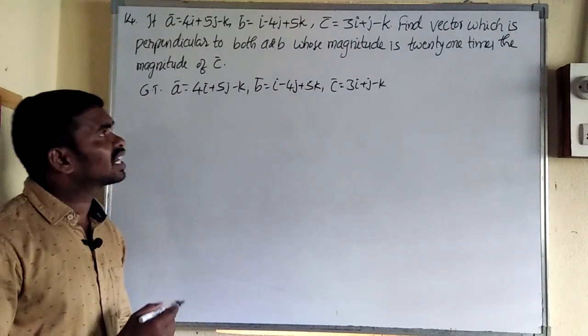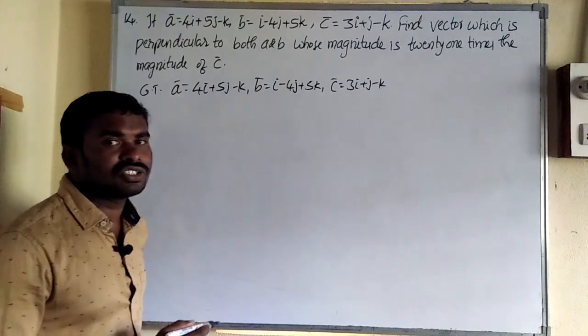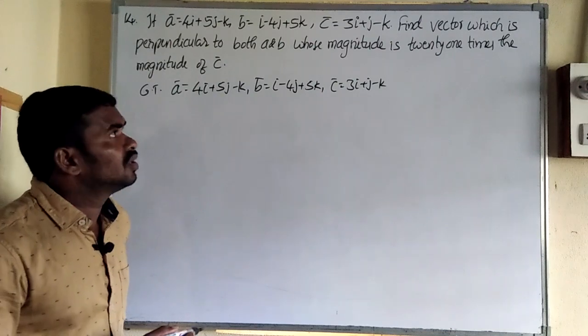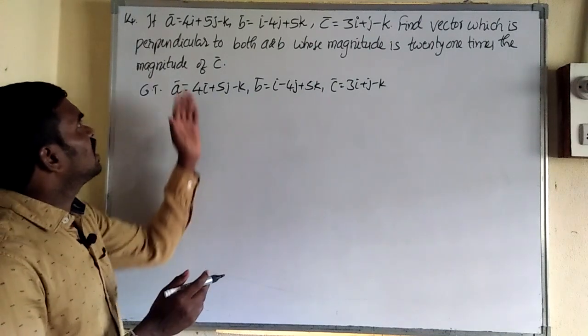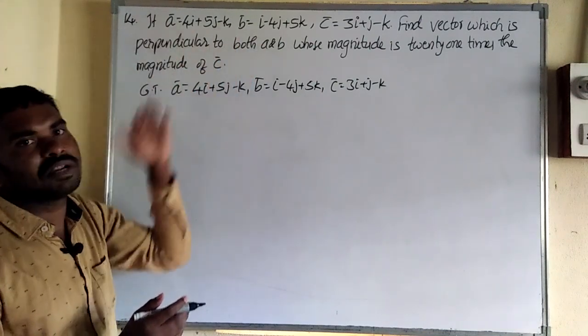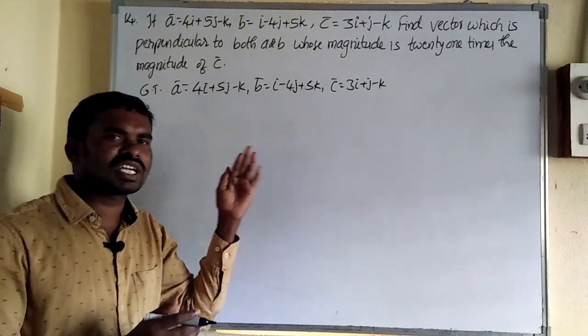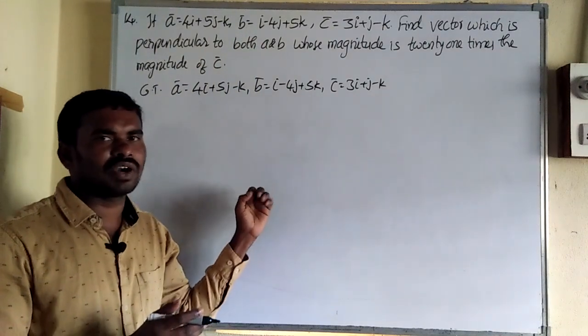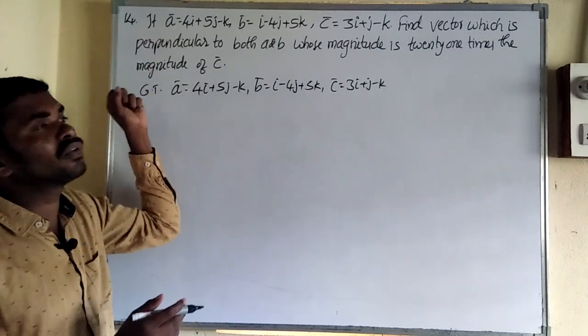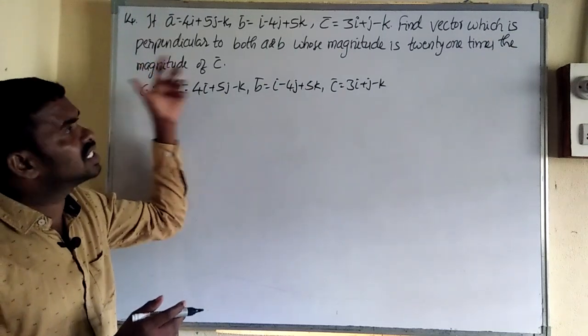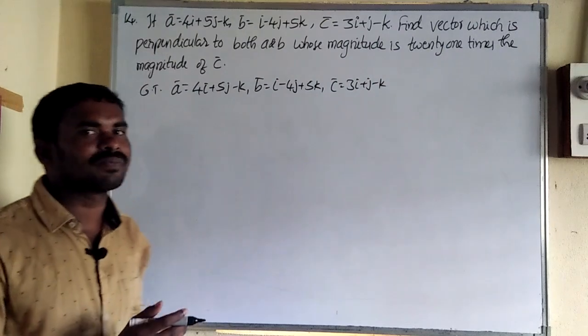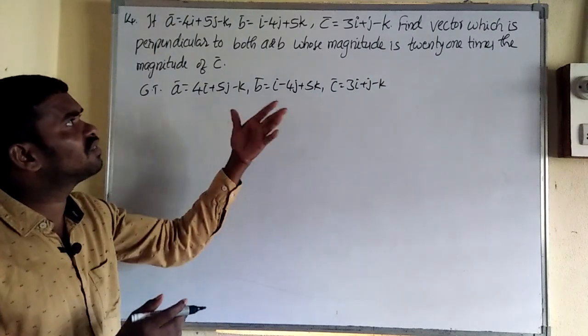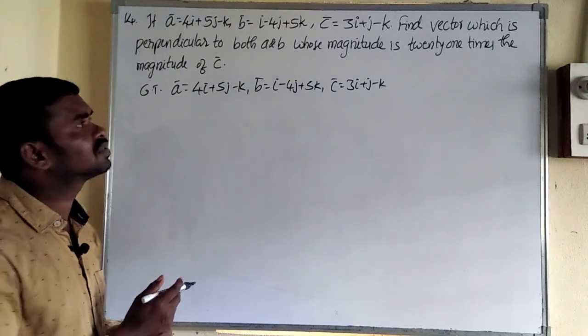Okay, are you clear on your doubt? No. See once again, we should find the vector perpendicular to both A and B. Generally a unit vector means we can simply take plus or minus A cross B by mod A cross B. But he is not asking for a unit vector. Instead of unit, he is asking for 21 times the magnitude of C.